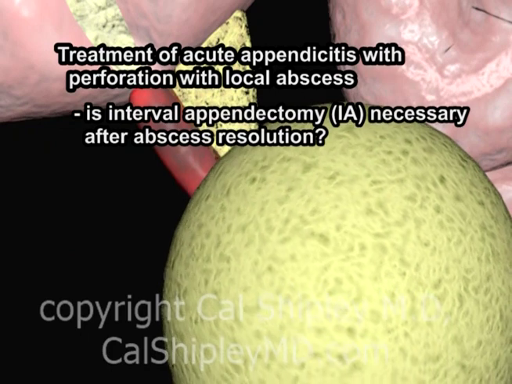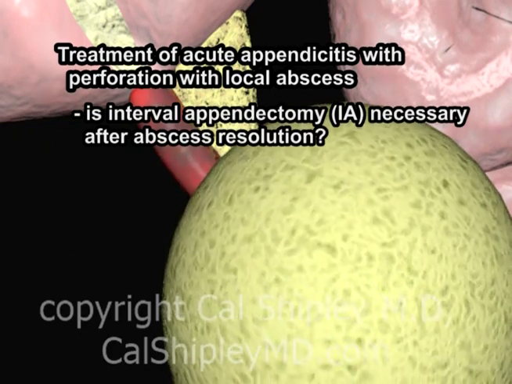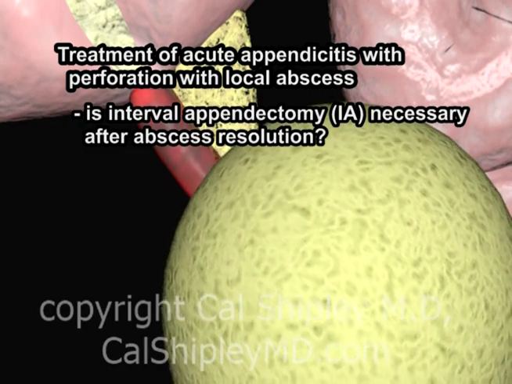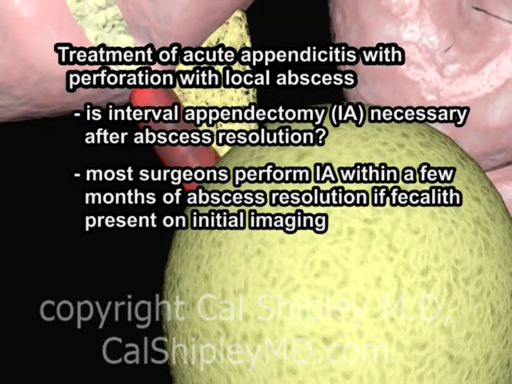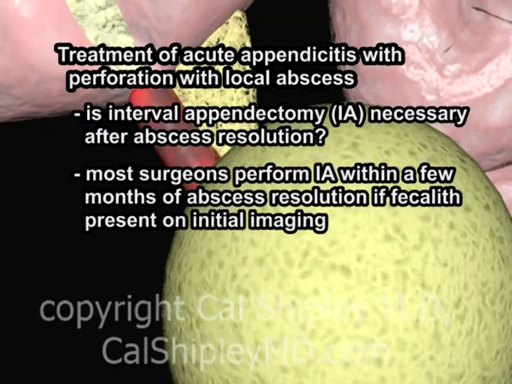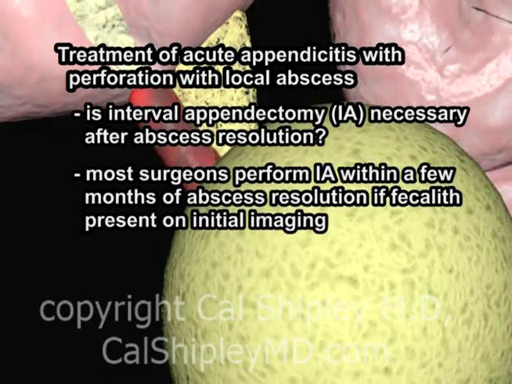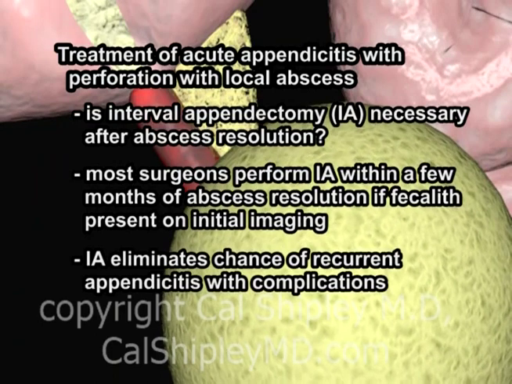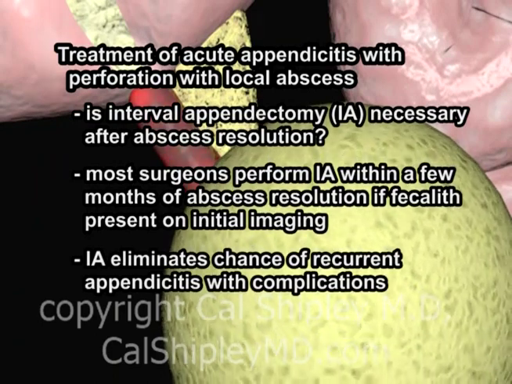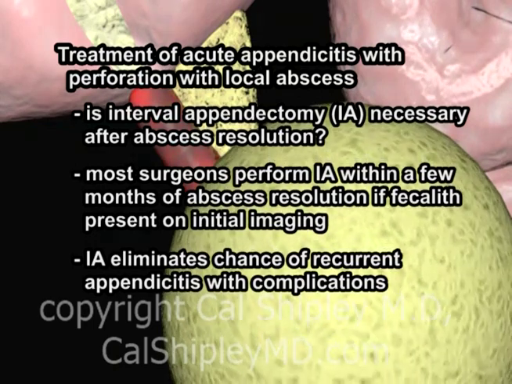Once the abscess has resolved and the patient is clinically normal, some surgeons have questioned the need for the interval appendectomy. A review of the current literature indicates that most surgeons still prefer to perform an interval appendectomy within a few months of resolution of the initial episode, particularly when an obstructive fecalith was identified on initial imaging. This eliminates the possibility of a recurrent and potentially more serious episode of perforated appendicitis.